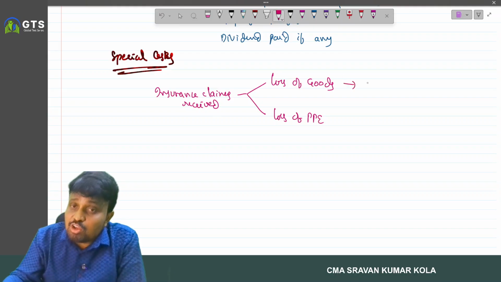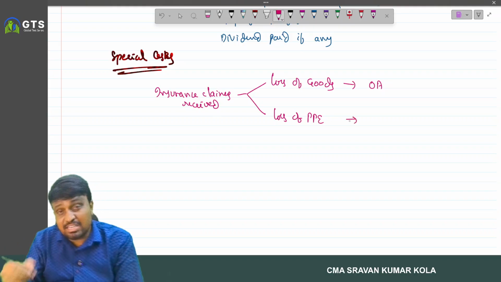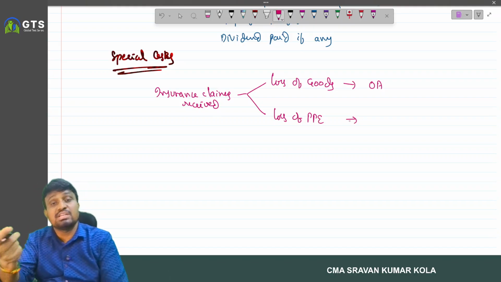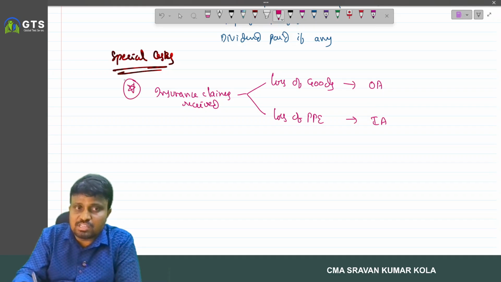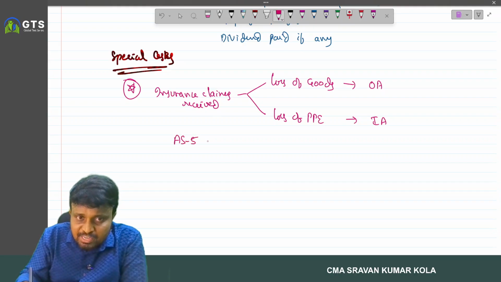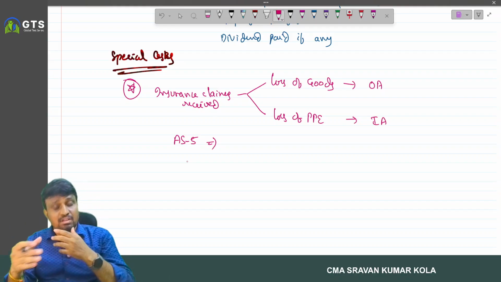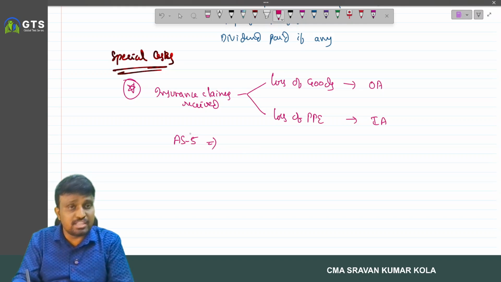If it is relating to the loss of goods, consider it under what? Operating activity. If it is relating to PPE, a non-current asset, it is covered under what? Investing activity. So insurance claims relating to this are also covered under investing activity. But remember, as per AS5, Net Profit or Loss for the Period, Prior Period Items and Changes in Accounting Policy. That is the standard AS5.